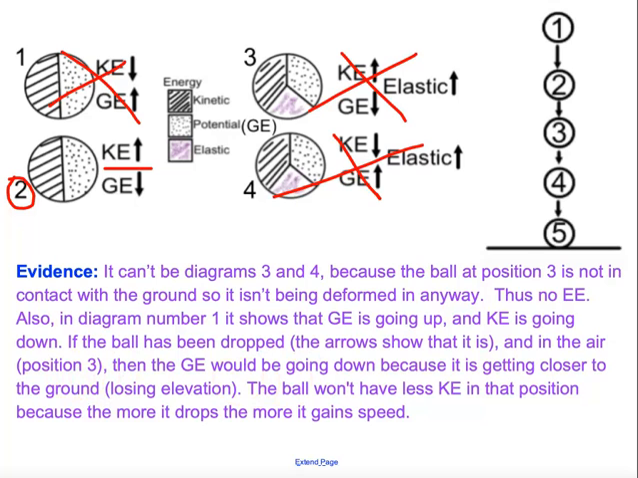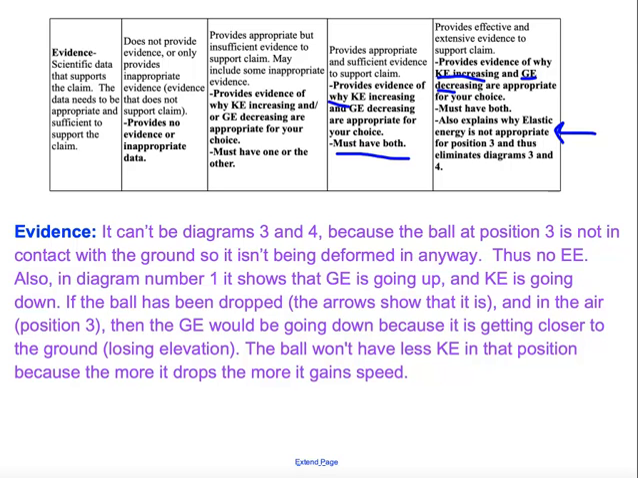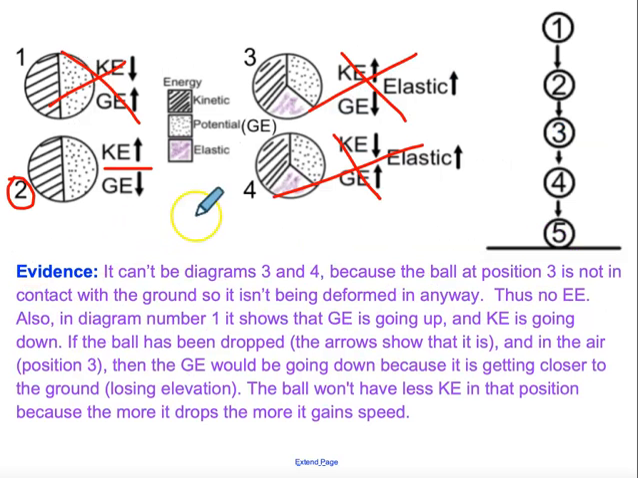So is that good evidence? Absolutely. Is that absolutely what you must have? No. You could have written it in a different way. You could have said something like, the KE is increasing as the ball loses elevation. How about this? Here's a good one to have. GE is decreasing as it's losing elevation and the KE is increasing as it's gaining speed as a result of that elevation, and there is no elastic energy because it's not being deformed. So that would be another good example of something you could have.